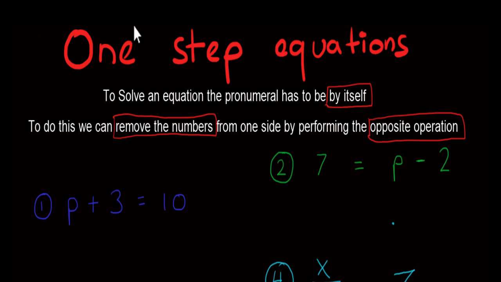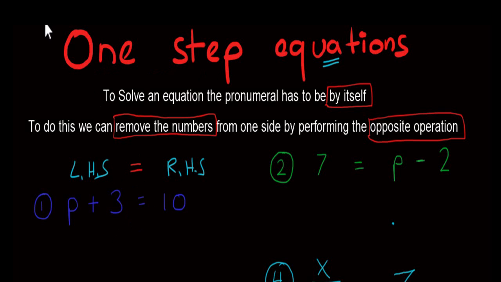In this video, I'm going to show you how to solve one-step equations. Before we start talking about how we can solve them, I want to make sure we define again what an equation actually is. In an equation, we have a left-hand side, which in this case is p plus 3, and we have a right-hand side, which in this case is 10. And in an equation, both the left-hand and right-hand side have to be equal. So there's always going to be an equal sign between the left-hand and right-hand side. If we have that, that's what we call an equation.